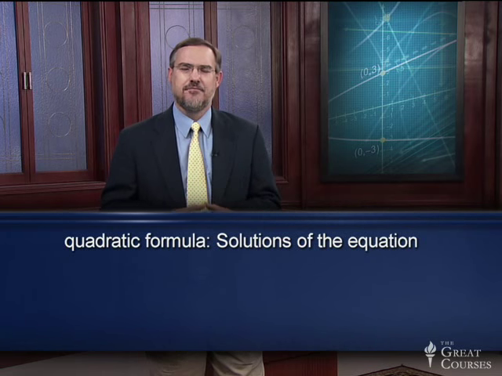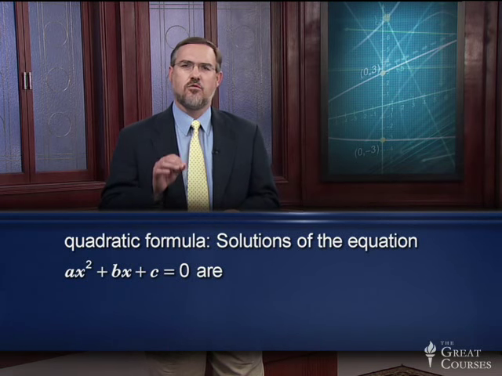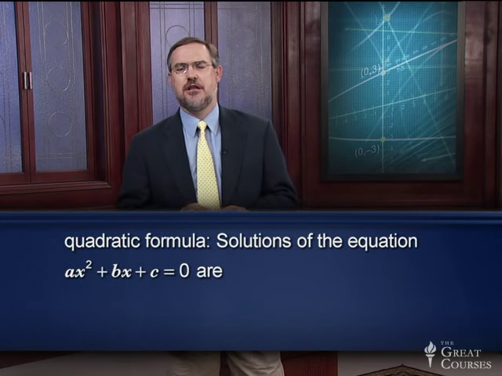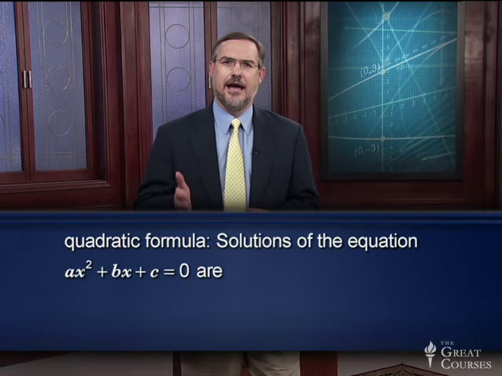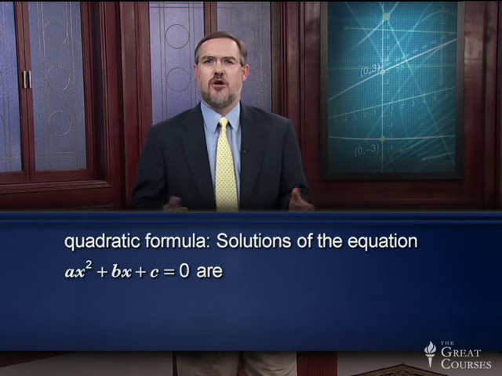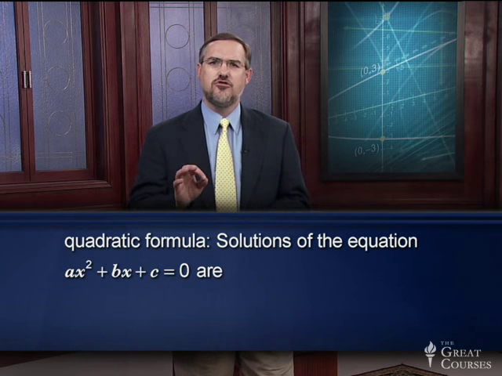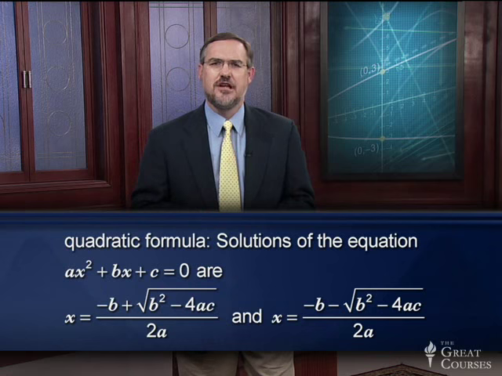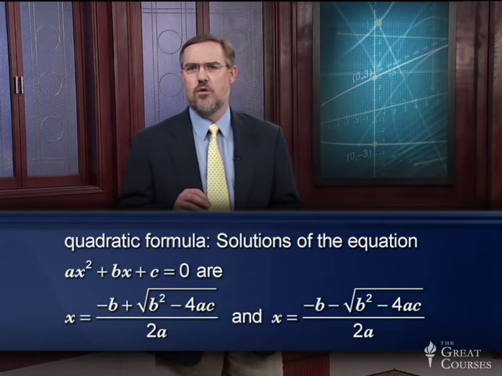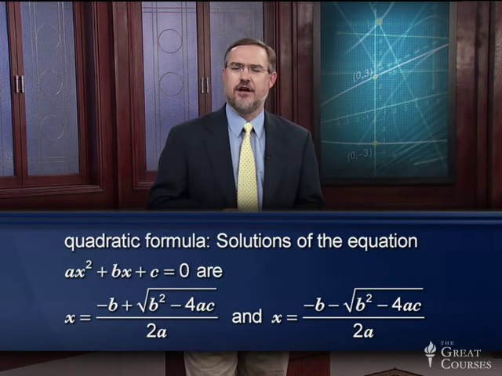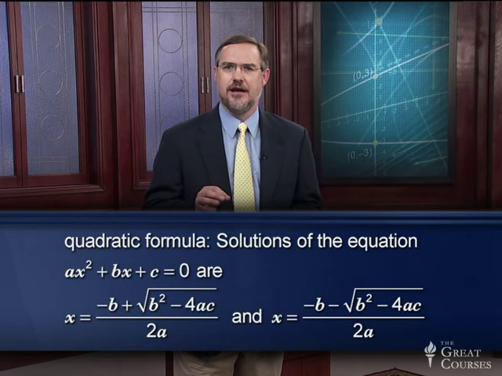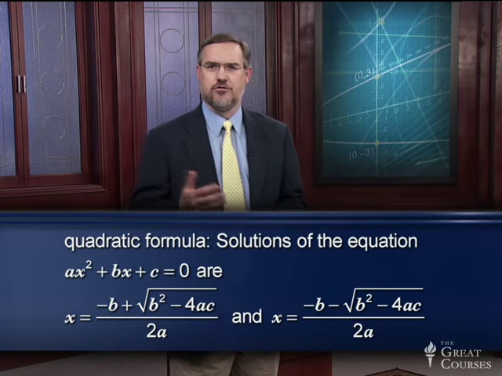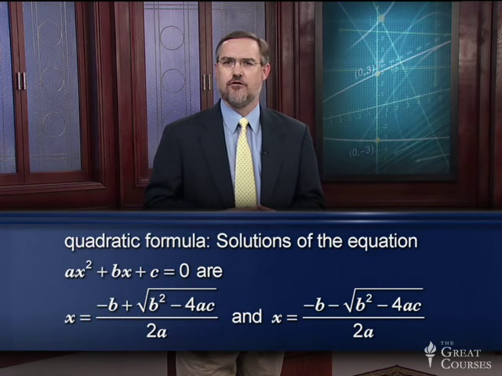Here's exactly what it says. If you start with an equation of the form ax squared plus bx plus c equals 0, where a, b, and c are just some real numbers, then the solutions of that equation are exactly given by this. x equals negative b plus the square root of b squared minus 4ac, all divided by 2a, and x equals negative b minus the square root of b squared minus 4ac over 2a.